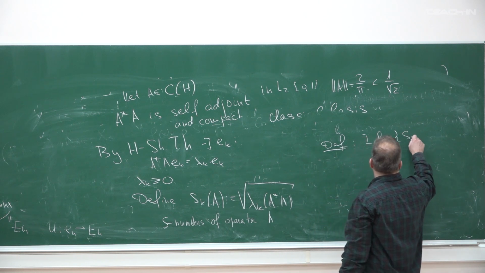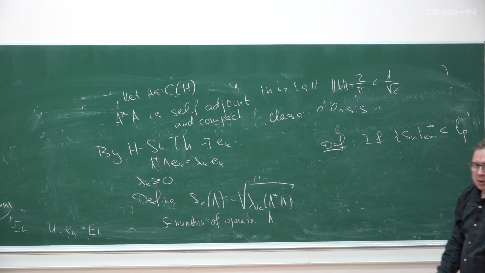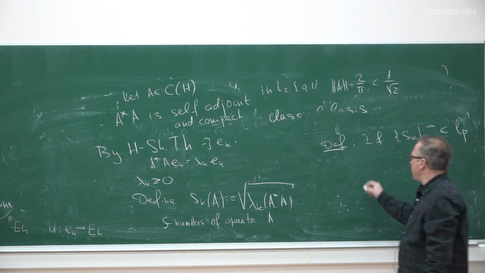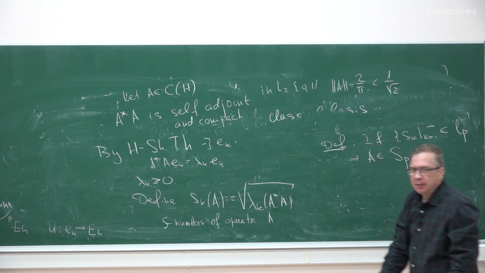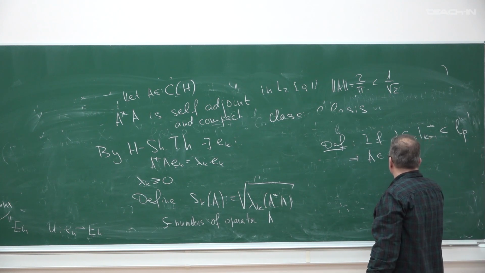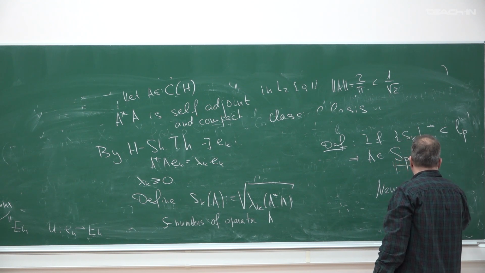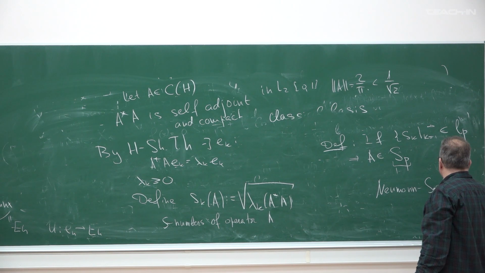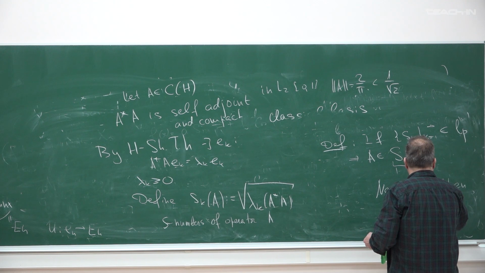Definition: if the sequence s_k lies in small l_p, then we say that operator A belongs to class S_p. It is the Neumann-Schatten class.